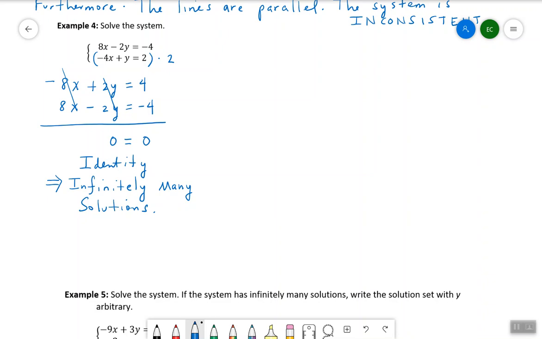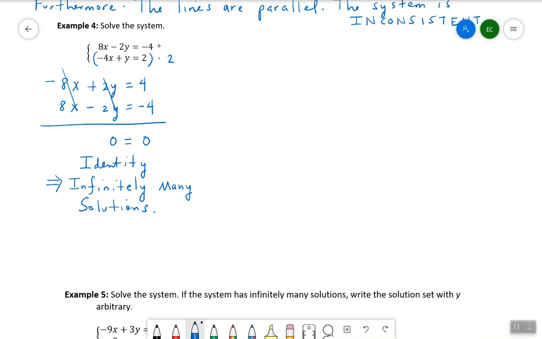But the most important thing is, how are we going to write the solutions? We don't just want to stop and say there are infinitely many solutions. We want to go on and describe what they are. Can x and y be anything? No, they can't. The ordered pair x comma y, that's the solution, is not just anywhere. Those ordered pairs are points on the line.